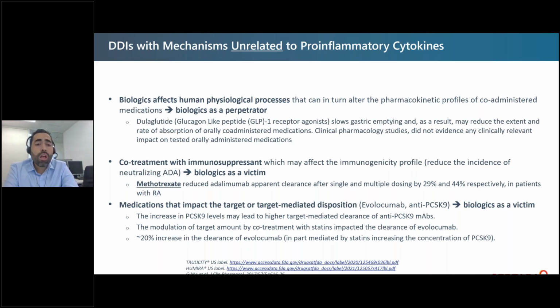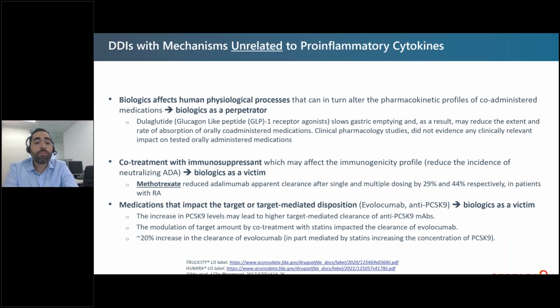Second example is the co-treatment with immunosuppressants. Here we may impact the incidence of neutralizing ADA. We saw before that the ADA may impact the clearance of the drug in some subjects. So in the example here of adalimumab, if you administer it with methotrexate, you will notice that the clearance is modified in some subjects. Here they estimated between 29% and 44% in rheumatoid arthritis patients.